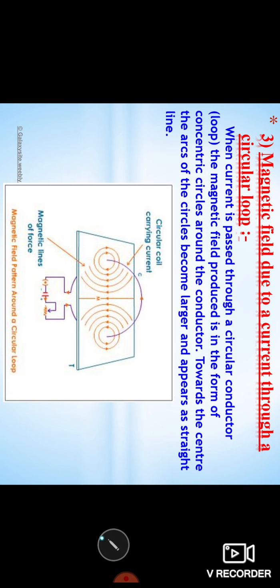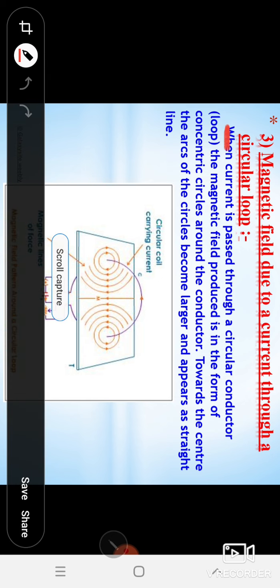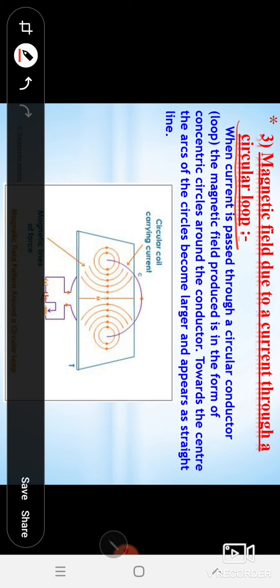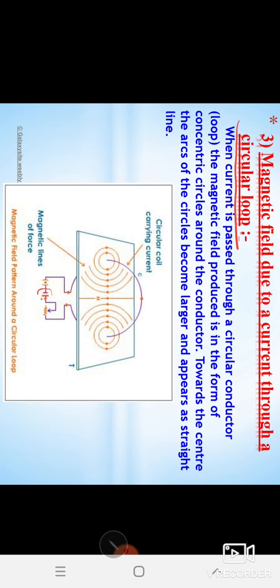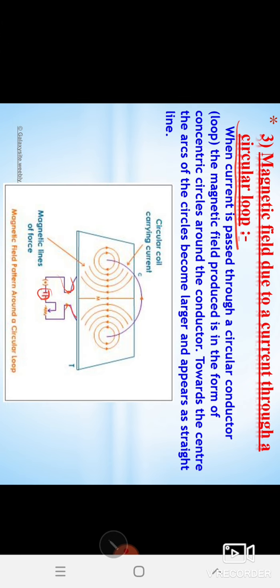So today in this class we need to discuss the next important concept. It is the magnetic field due to a current through a circular loop. In this diagram you are able to see the battery, the switch, and this is called the connecting wire or a conductor.